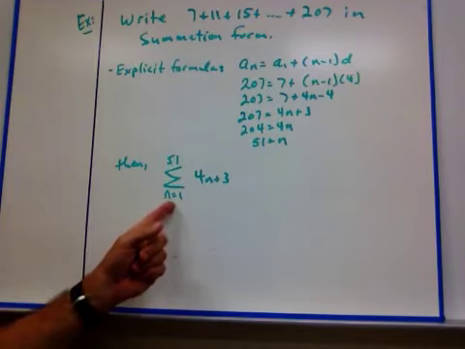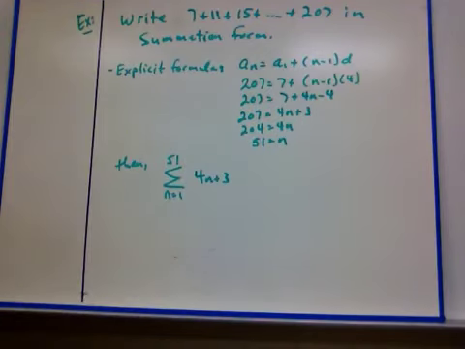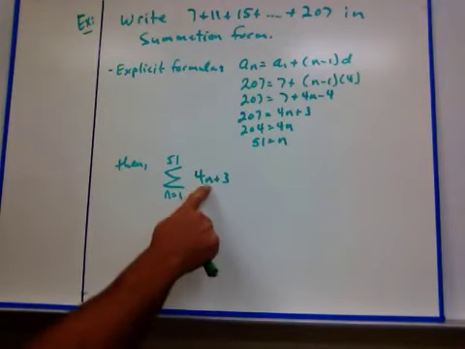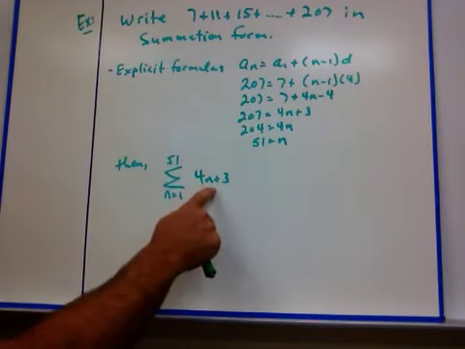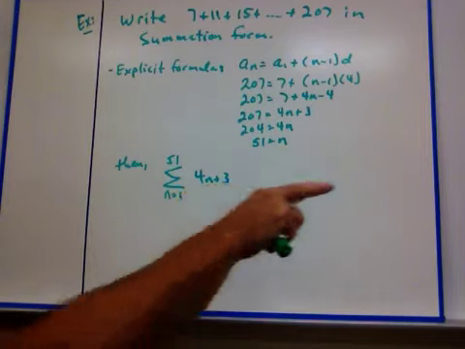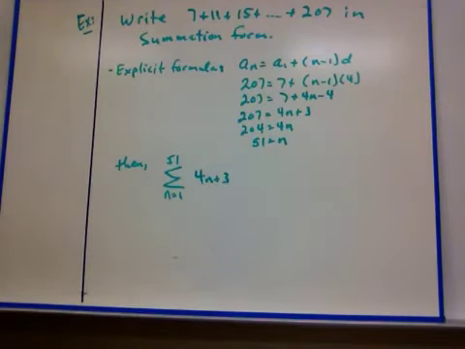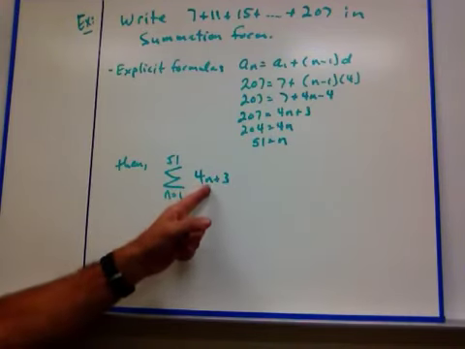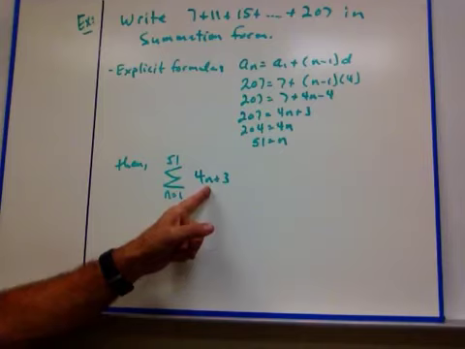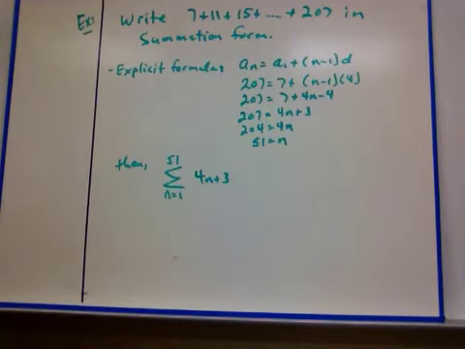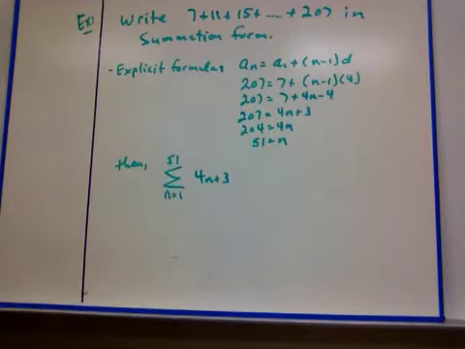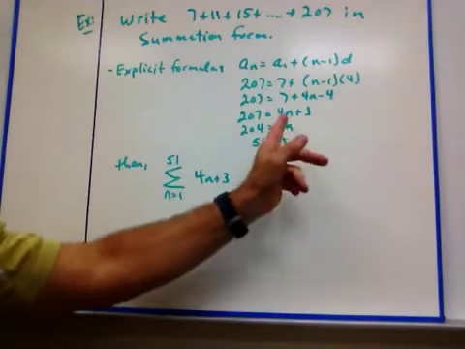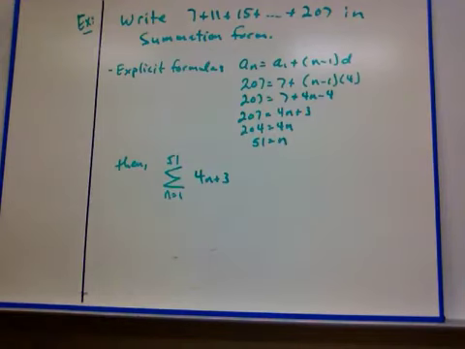If we want to add up the first 51 terms, you can see when you plug in 1 here, you get 4 plus 3, there's your 7. Plug in 2, 8 plus 3 is 11. That would take us all the way up to, plug in 51, 4 times 51 is 204 plus 3 is 207. So that's another way of writing it. The explicit formula right here is what we get on the right hand side before we solve for n.